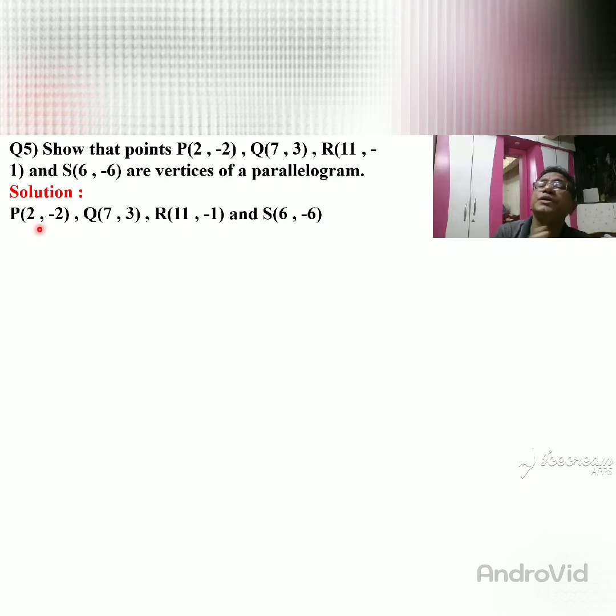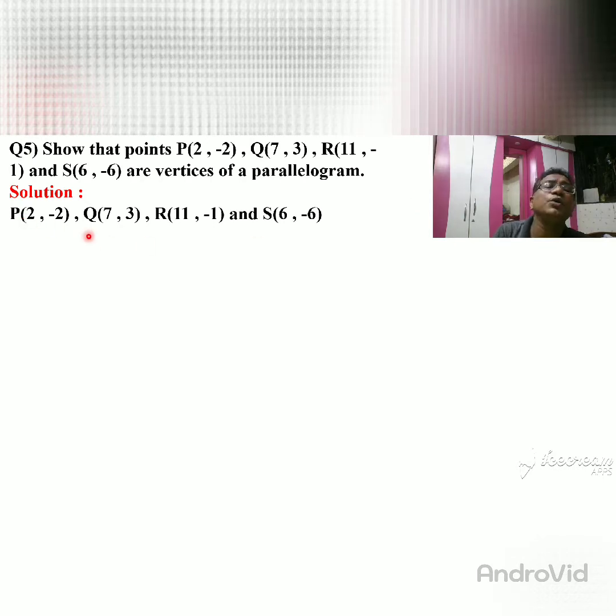Suppose if you give serial numbers, then it is x1, y1. So x1 is 2, y1 is minus 2. Then Q point is the second point, so it is x2, y2. R is the third point, so we say x3 and y3. Then S is the fourth point, so we say x4 and y4. In such a way you give the names.